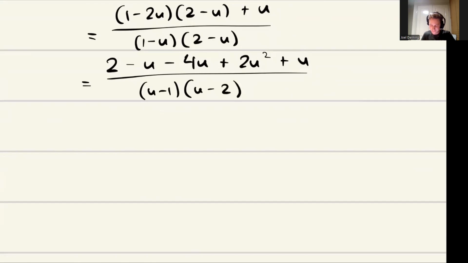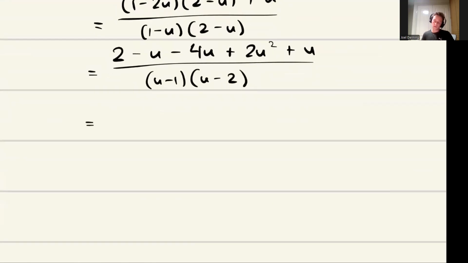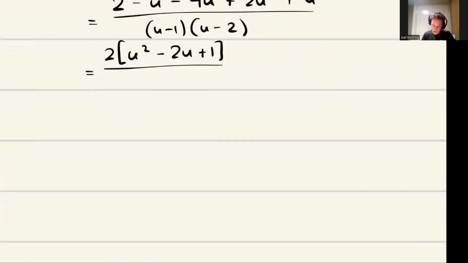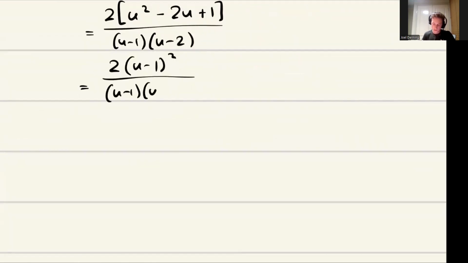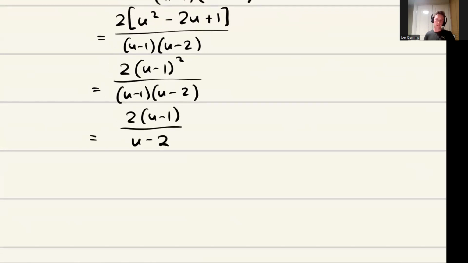Hopefully that made sense. Okay, now on top, you can see we've got 2u squared, minus 4u, minus u plus u cancel, and then plus 2. So I'm going to pull a factor of 2 out. We'll be left with u squared minus 2u plus 1. Hopefully you guys can see where this is going. That numerator is a perfect square for u minus 1. So that's going to enable us to cancel a factor of u minus 1, top and bottom. And we're left with that expression.